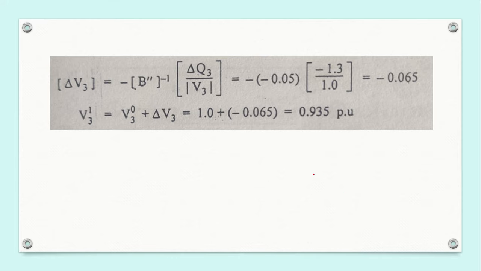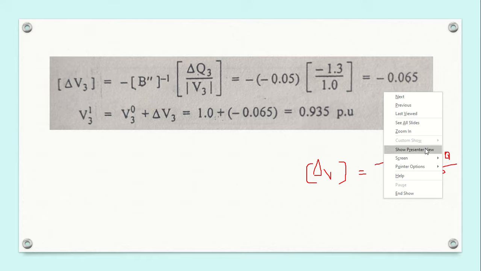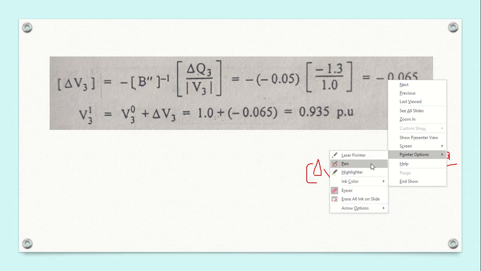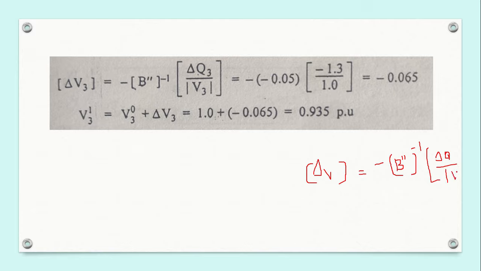We had the general equation for calculating the voltage. It is delta V, delta V is equal to minus B double dash inverse into delta Q by mod V. Delta Q divided by modulus of V.